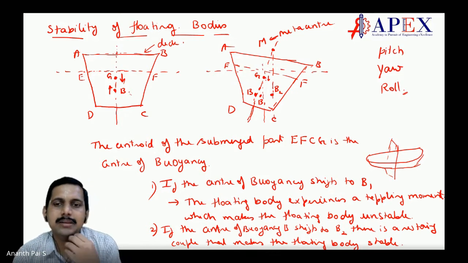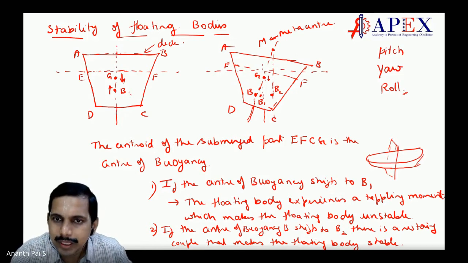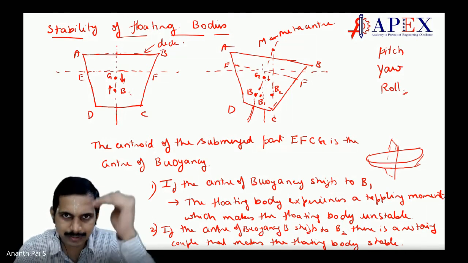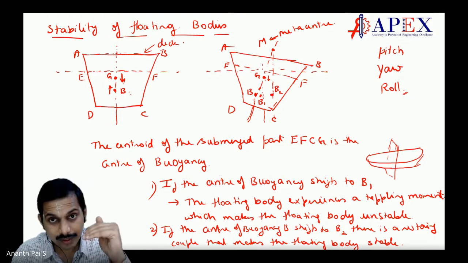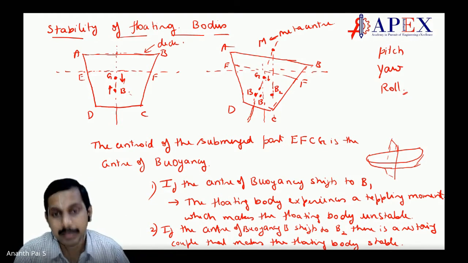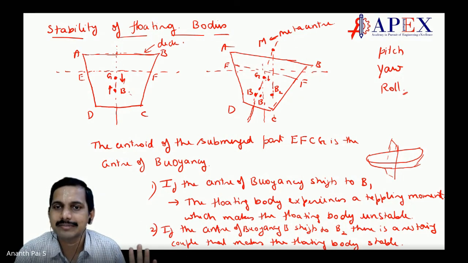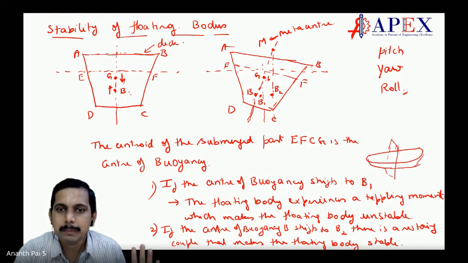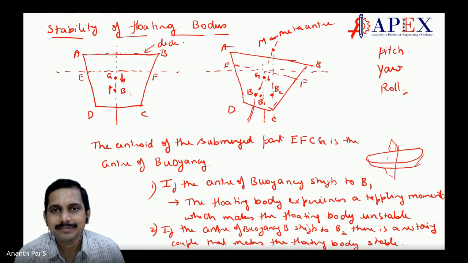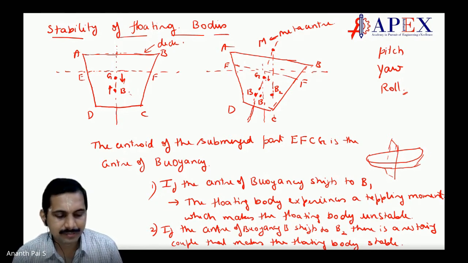Now here, this can be interpreted like this. Whenever the Metacentre is above the center of gravity, the floating body is stable. Whenever the Metacentre is below the center of gravity, the floating body is unstable. Simple and straight. Easy. So it depends on the relative position of the Metacentre and center of gravity. Hope it makes sense, students. Correct?